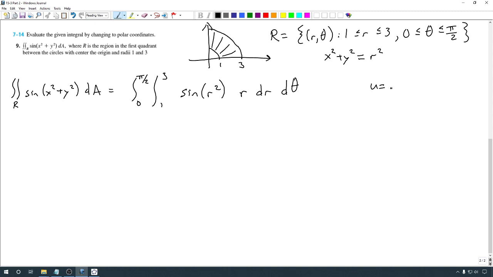I'm going to substitute u equals r squared, which means that du is 2r dr. Of course, the 2 here, we had to turn into a 1/2, but we'll have a 1/2 sine of u du d theta. This integral here, well, we have to plug in 1 and 3 into r squared, so we get 1 and 9.